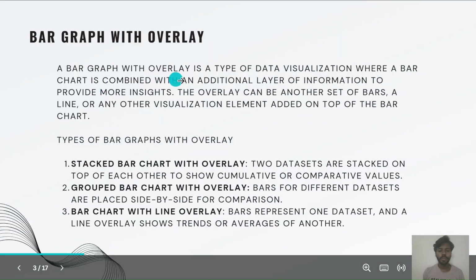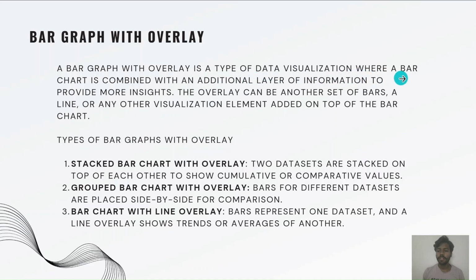A bar graph with overlay is a type of data visualization where a bar chart is combined with an additional layer of information to provide more insights. The overlay can be another set of bars, a line, or any other visualization element added on top of the bar chart. Types of bar charts with overlay.